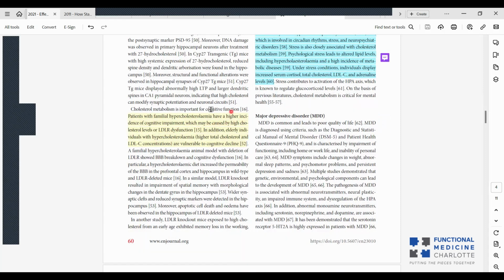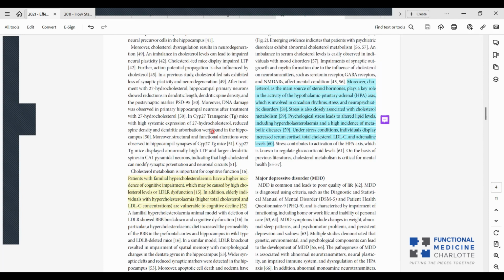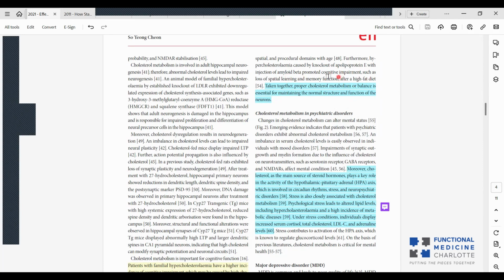Patients with familial hypercholesterolemia have a higher incidence of cognitive impairment, which may be caused by high cholesterol levels or LDL receptor dysfunction. In addition, elderly individuals with high cholesterol are vulnerable to cognitive decline. But again, was this an intelligent adaptation, beneficial lifelong, as opposed to not having it or having too low a cholesterol level? Taken together, proper cholesterol metabolism and balance is essential for maintaining the normal structure and function of the brain. The brain is made up of neurons. Okay, so if your cholesterol level is too low, your neurons can't wire together and you have poor cognition. If it's too high, long term, that can promote dementia.